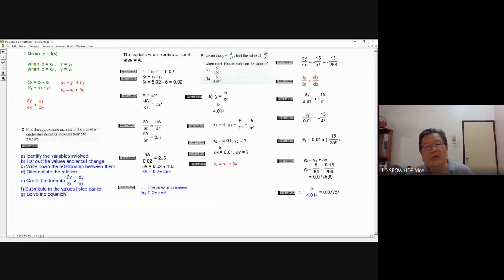The next part of the problem: if I have x1 and y1, there must be x2 and y2, and you have to find this value of y2. I cannot use the calculator, so you have to go through delta y. Find the delta y, then add the delta y to the y1, and you will get the y2. That is an estimate. That is an approximation. And this is the problem.